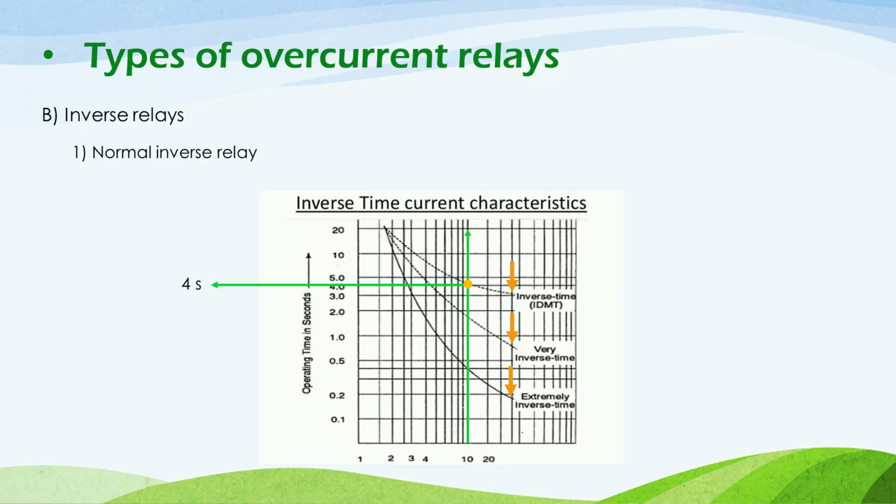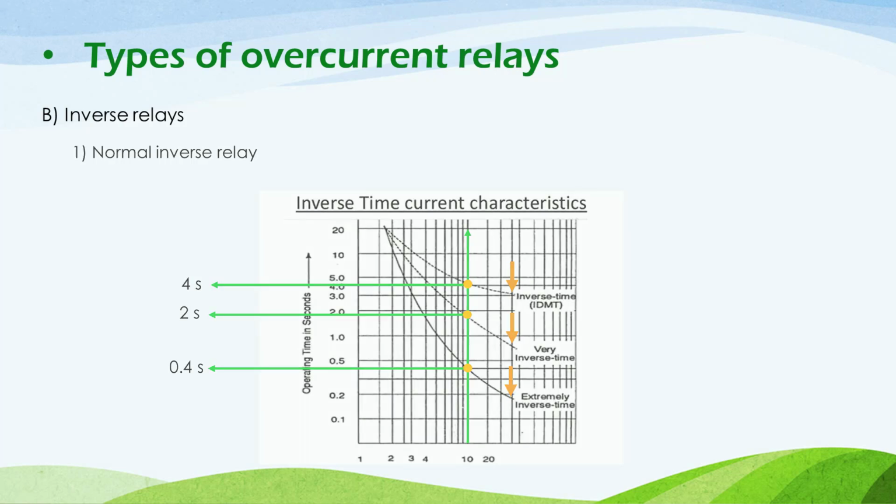Here for the inverse definite minimum time, as it has the lowest slope, it has the largest time, which is 4 seconds, while the very inverse type has an intermediate slope, so its delay time is intermediate, which is 2 seconds, and the extremely inverse type has the largest slope, so it has the lowest delay time, which is 0.4 seconds only. Very good.